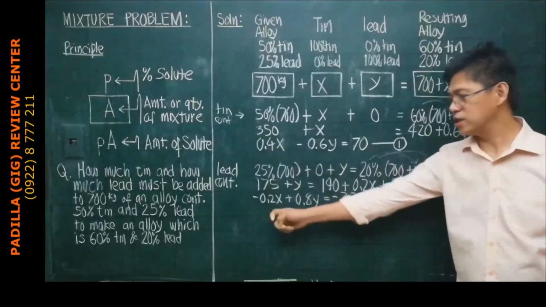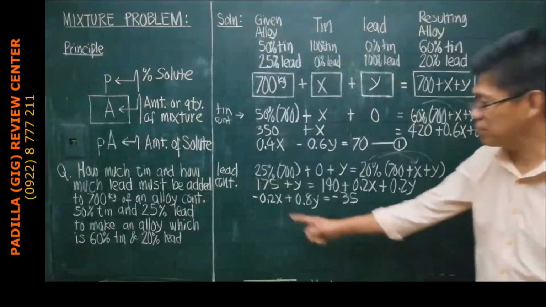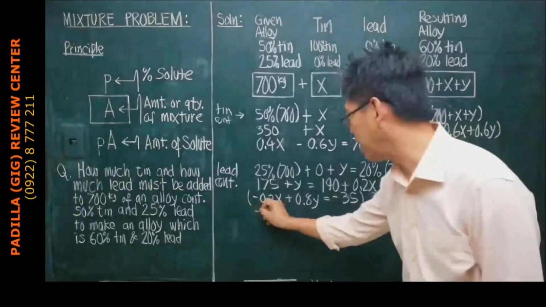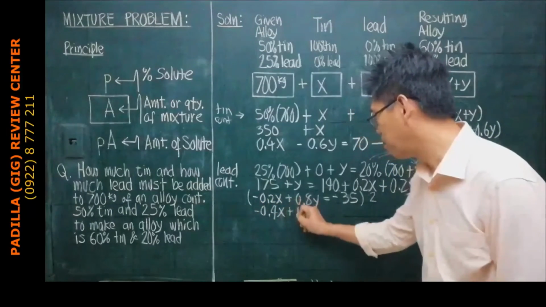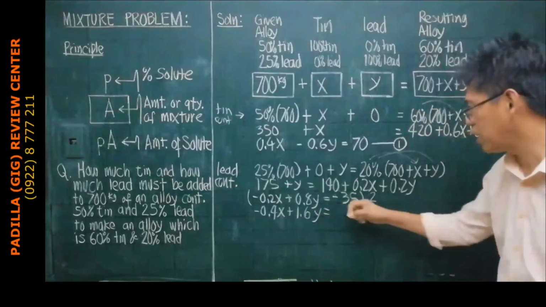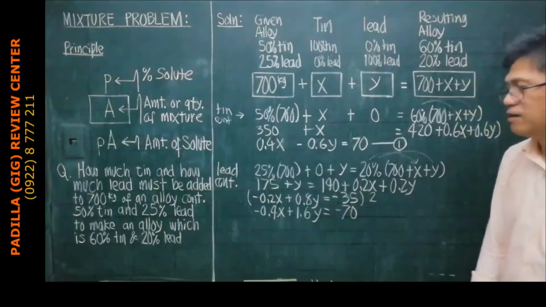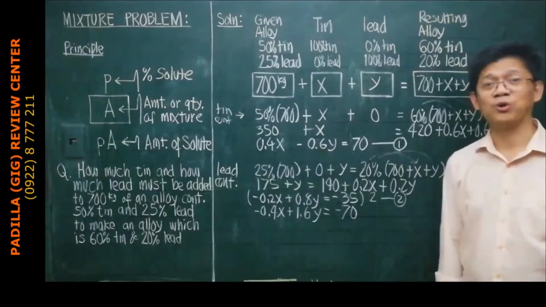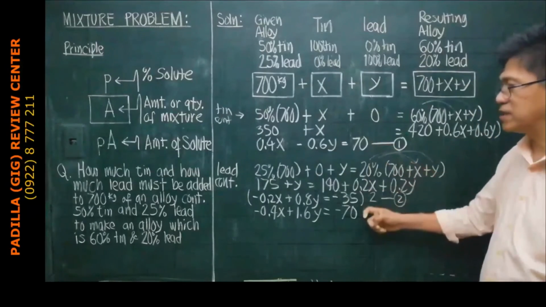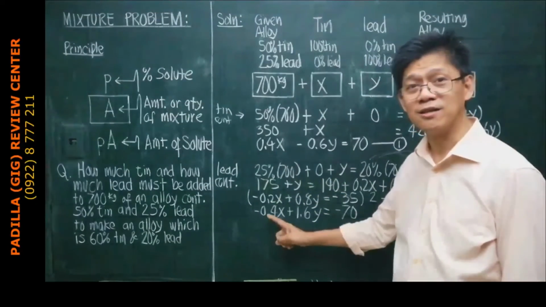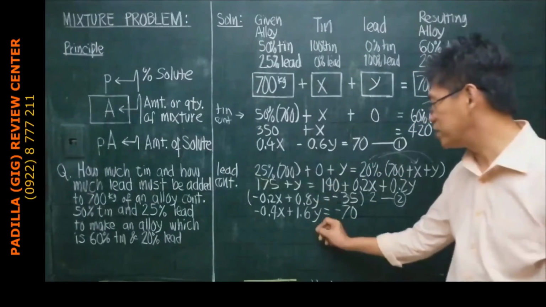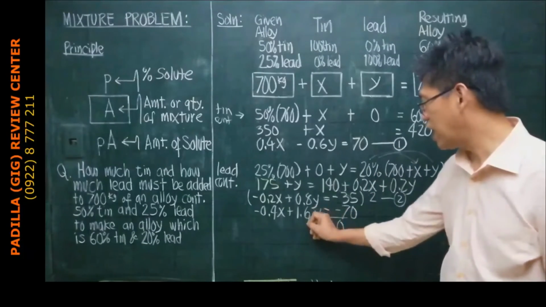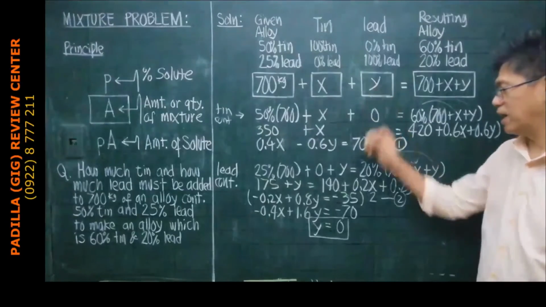This is 0.4x, this is 0.2x. So, let me make this 0.4 by multiplying this by 2. So, this is minus 0.4 of x plus 1.6 of y, equals 2 times minus 35, that is minus 70. Or you may just opt to use the two equations, two unknowns function of your calculator. So, this plus this, minus 0.4x plus 0.4x is 0. Minus 0.6 plus 1.6, that is y. 70 minus 70, 0. So, the amount of lead to be added is 0.